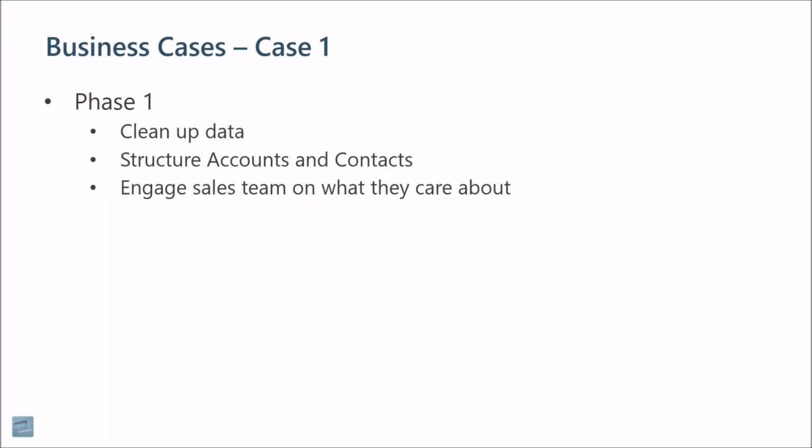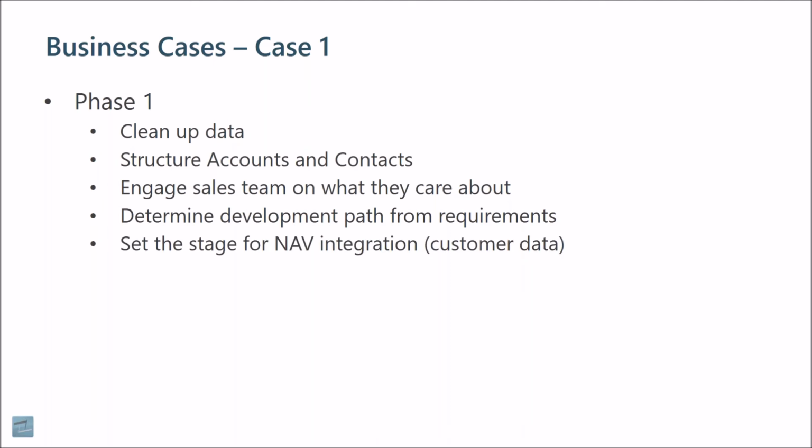So, not only telling that story to them, but then saying, hey, do you care about mobility? Do you care about activity tracking and some of those core concepts in Dynamics 365? And from all that input, we determine that path forward. So what are we going to build out? What is appropriate to build out, given some of our resource constraints? And once we had that in place, it really set the stage for a Nav integration.